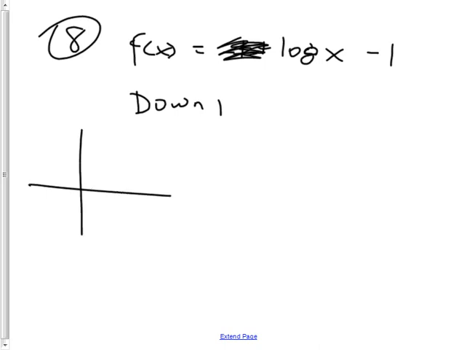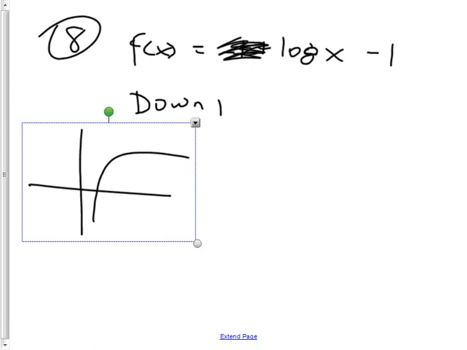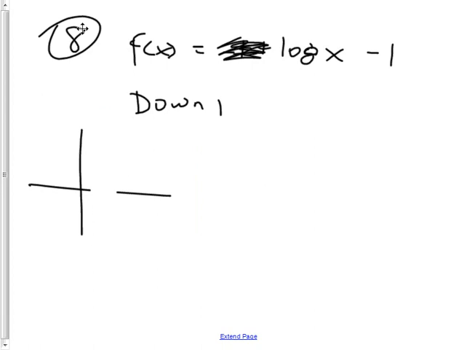Okay, so here's log generally, and then I move it down 1. So it kind of looks a lot the same. I'm just going to take this graph and move it down. So it's like somebody dragged it down a little bit. And then state the domain and range.